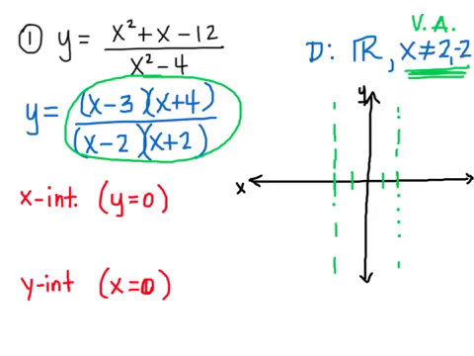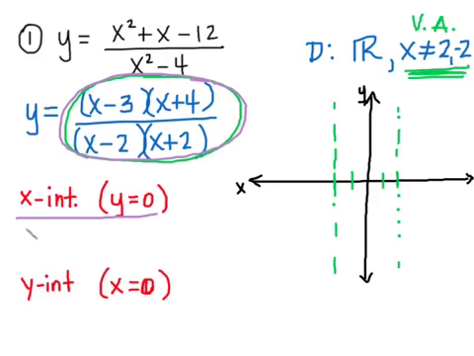The next piece of information that would be helpful is if we knew our x-intercepts and our y-intercepts. And x-intercepts happen when y equals 0. And if you think about looking at this fraction, what would cause this rational expression to equal 0 would be if the top were to equal 0.